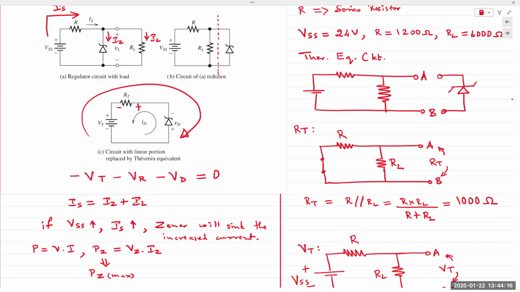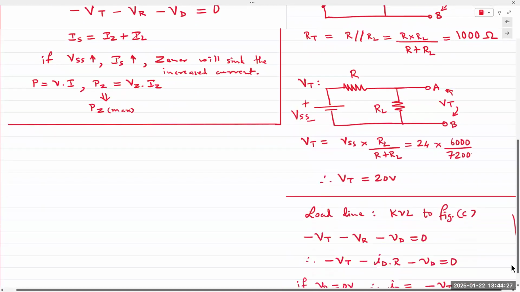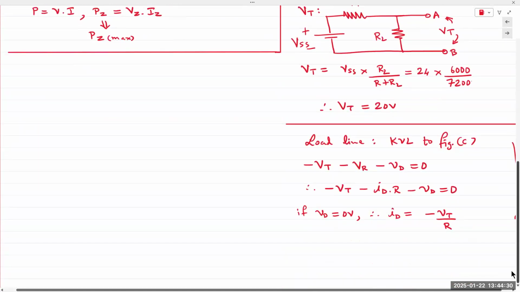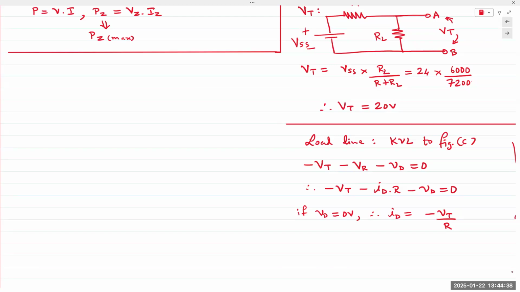If you apply it in a counterclockwise manner, you would get VT plus VR plus VD is equal to 0, which is again the same equation. And the minus sign for the diode and the resistor is because it is operating in reverse bias. If I was to simply say supply voltage is equal to resistor voltage plus the diode voltage, it would be VSS is equal to VR plus VD. That's it, right? There's one source, one voltage.